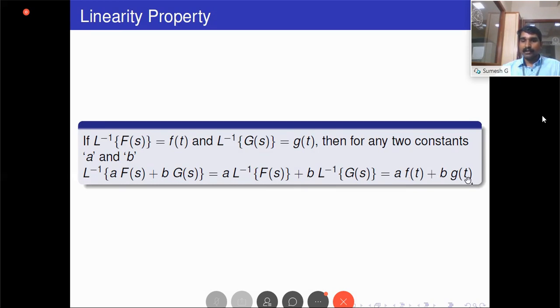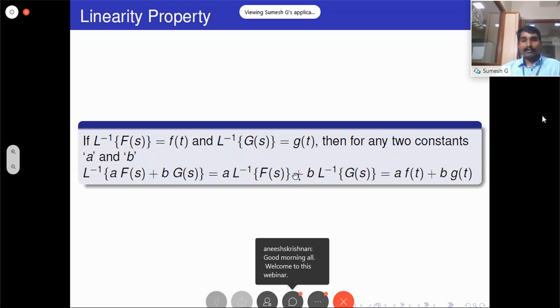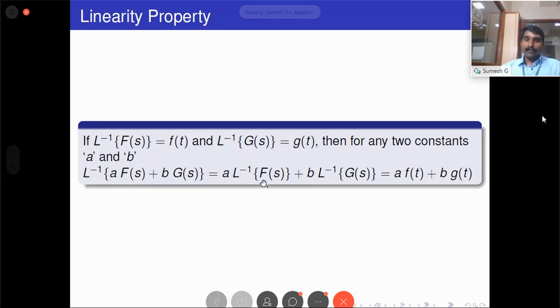That means here we can take the constants outside, and we have to just take the inverse Laplace transform of the function only, and we can split the plus or minus term. Here there may occur negative sign also, so we can split the corresponding term and take constants outside and find the inverse of the function of s only.